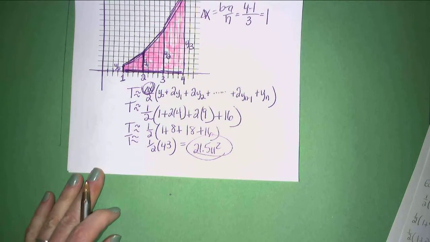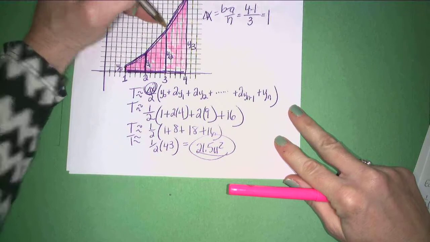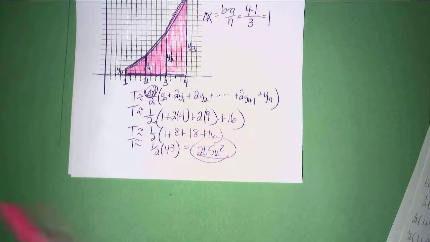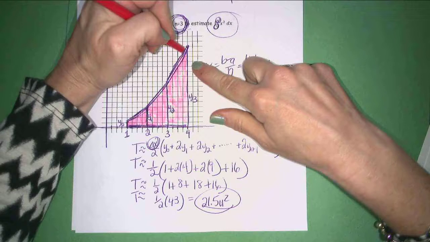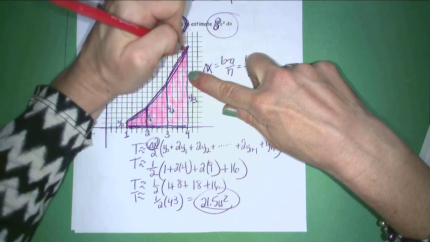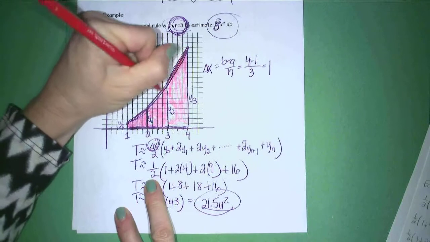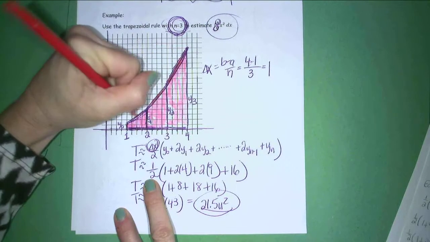Now you can see it's an overestimate. See how the trapezoids slightly overcompensate for the true area. You can see the error right here. I'm going to go over it in red. See right here, because of the nature of the quadratic, right here we have a little bit too much, here a little bit too much, and here a little bit too much.